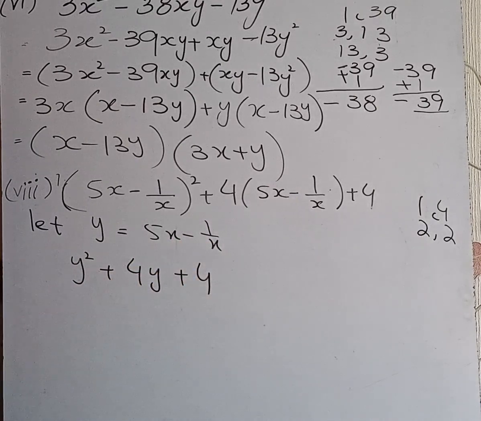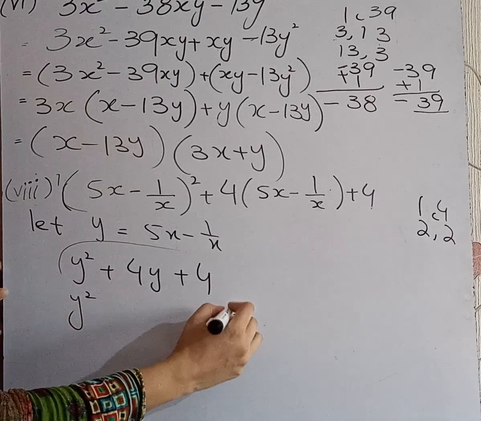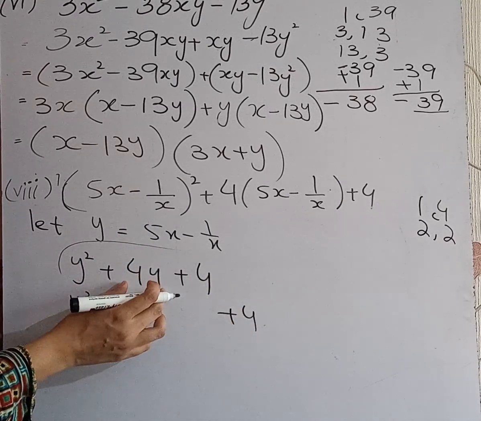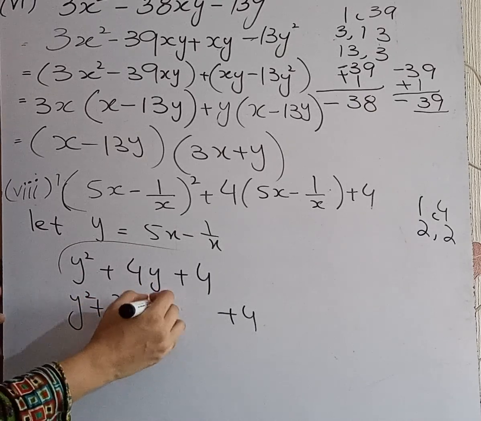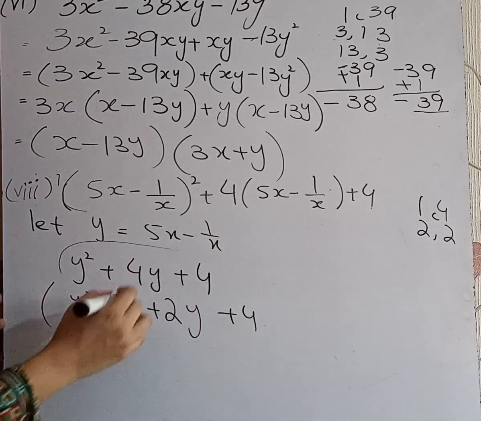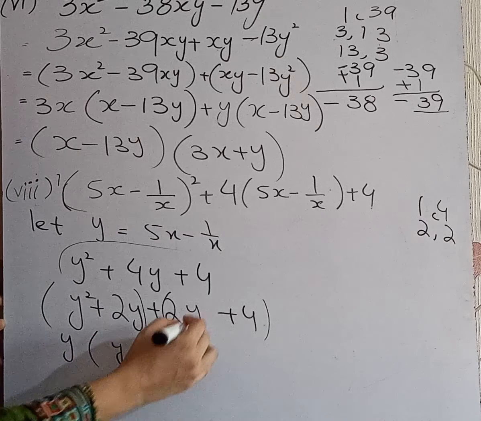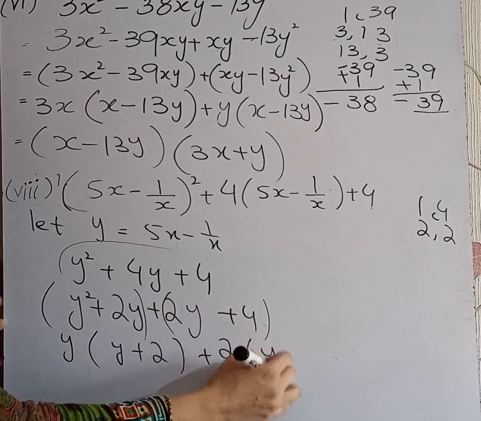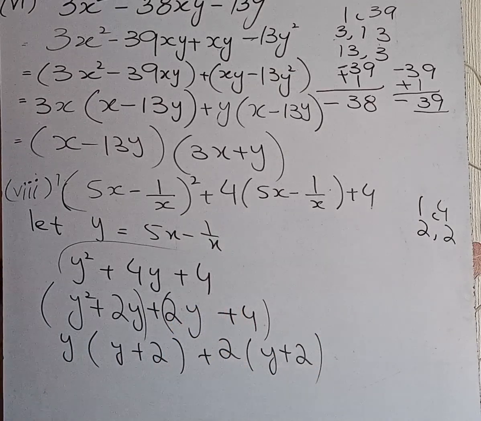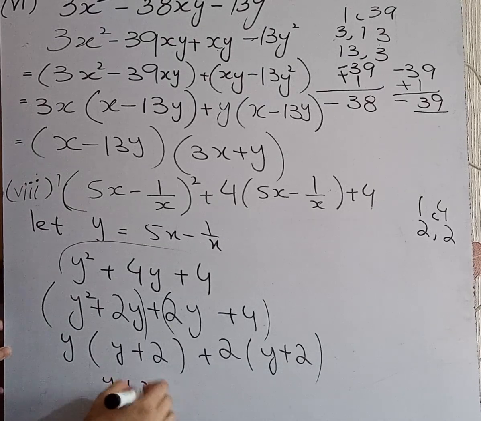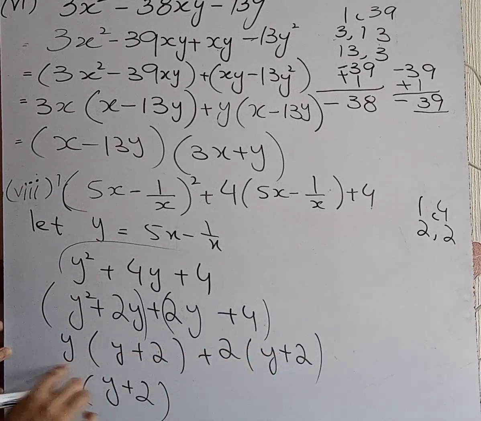Now this is a simple quadratic expression, and we are going to solve it in the same way. The 4 will be multiplied by 1. We will make the factors of the 4 over here. So we will break the middle term. In place of this we will write 2y plus 2y. So we'll make the pairs of these. From here the common is y. Inside, y plus 2 is left. Here the common is 2. Inside, y plus 2 times 4 is left. So from both these terms, now the common will be y plus 2, because these are the brackets. So y plus 2 is left.